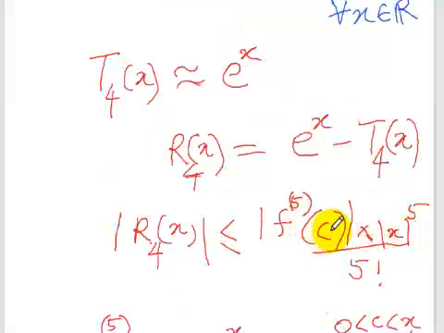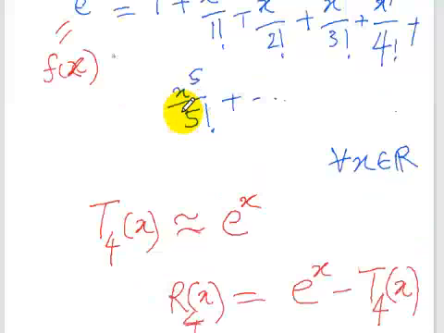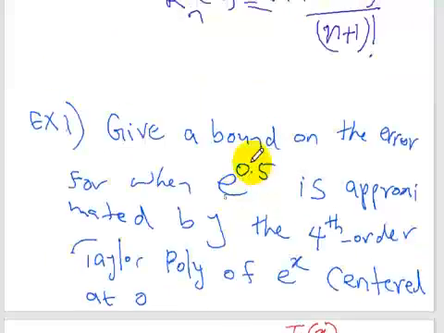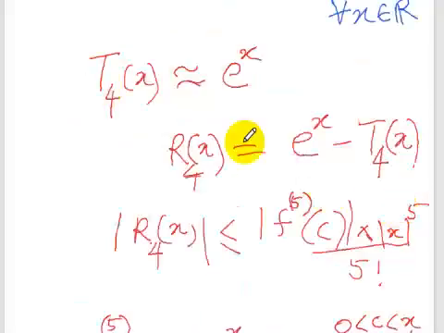Here c is a value between 0 and x generally. But here we want to find the error bound at 0.5, so in this case c is between 0 and 0.5, right? So let's go back to the function. We need to find the fifth derivative of this.